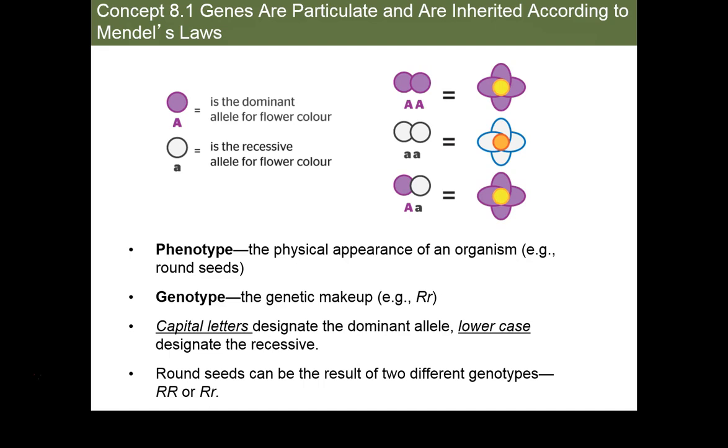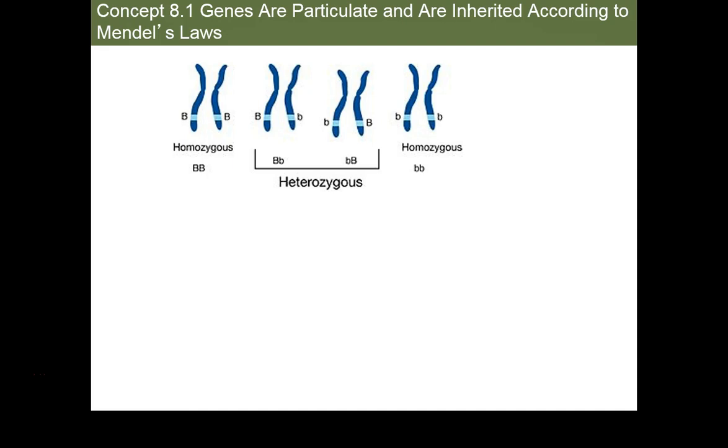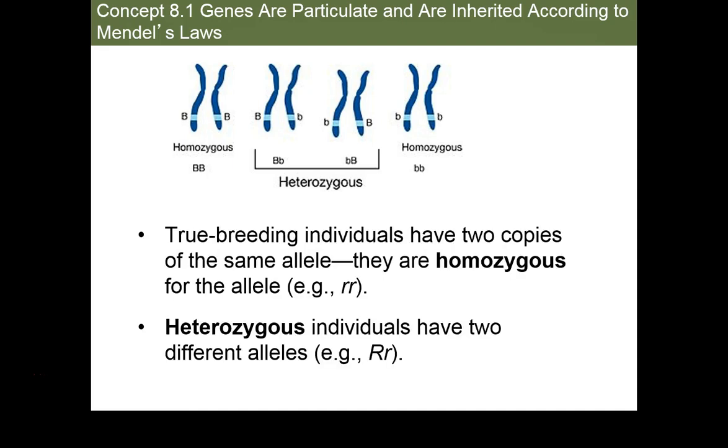The phenotype, round seeds, which is a dominant trait, can be the result of 2 different genotypes, big R, big R, or big R, little r. True breeding individuals have 2 copies of the same allele. They are homozygous for the allele, such as little r, little r, or big R, big R. Heterozygous individuals have 2 different alleles for the same trait, such as big R and little r.